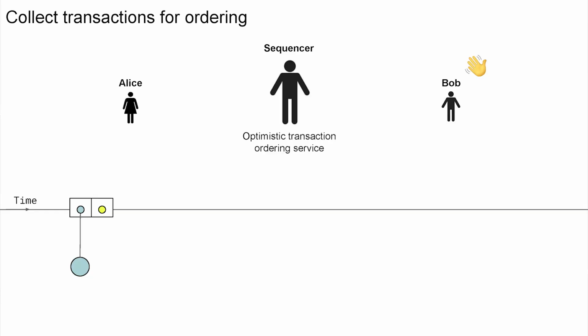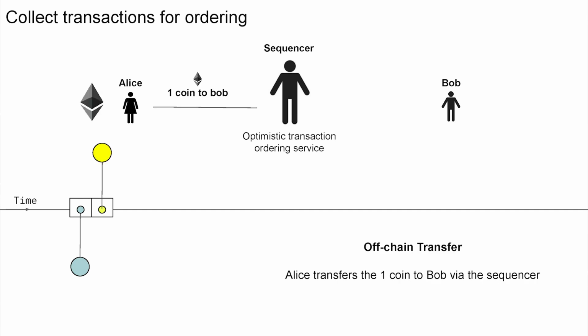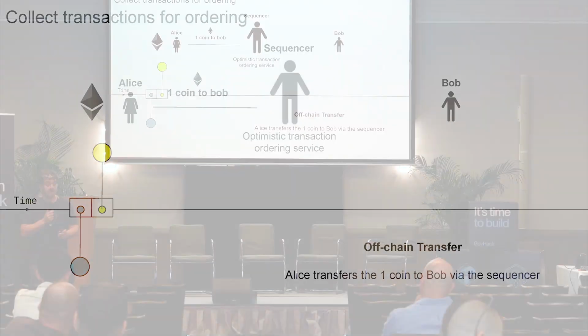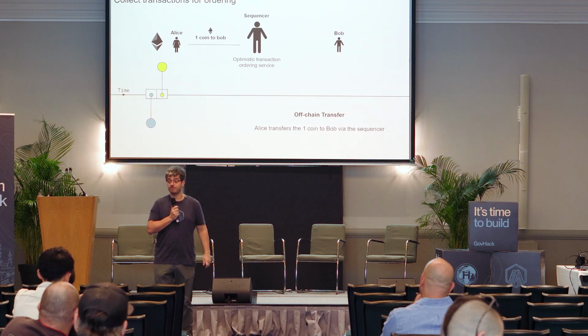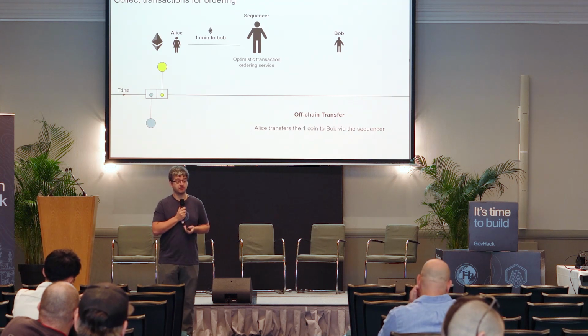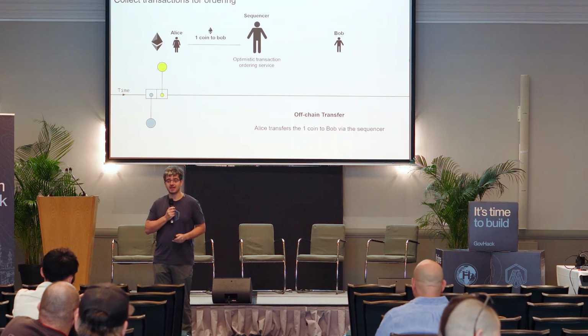Now, Bob comes along, hi Bob, and Alice wants to send 1 coin to Bob. So Alice will create a transaction, she'll sign the transaction, and she'll pass this to the sequencer. The sequencer will take the transaction, and say, yep, that's a valid transaction.